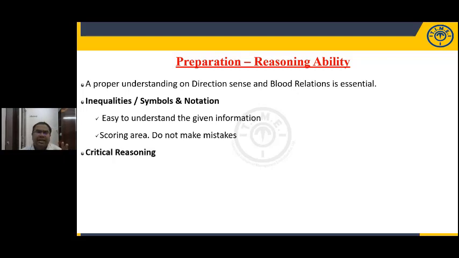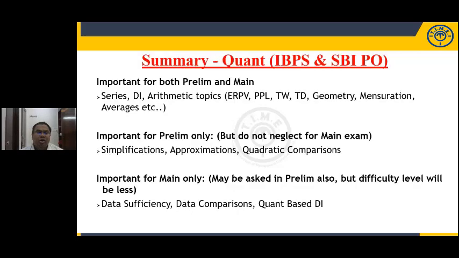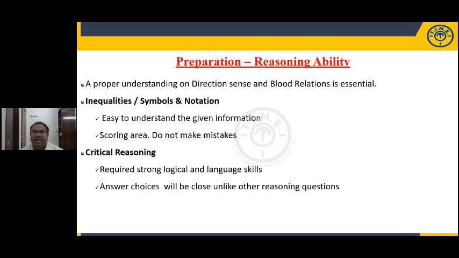Right, critical reasoning, as I told you, you need your strong logical and English language skills, particularly English grammar knowledge, to answer the questions here. Answer choices particularly will be very, very close in your critical reasoning. What is important is not just answering. If there are two options which are very close, you should be able to identify why this is an answer. At the same time, you should be able to identify why this could not be an answer. If you can do that kind of analysis, critical reasoning would be easy. Right? So this is about reasoning ability preparation.